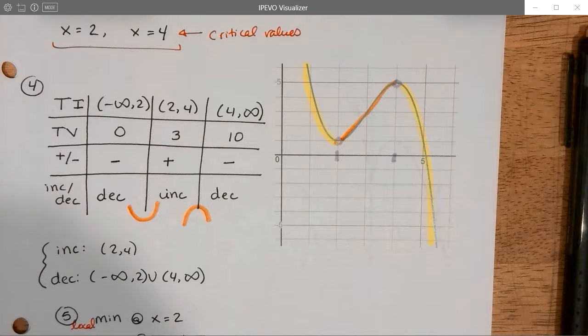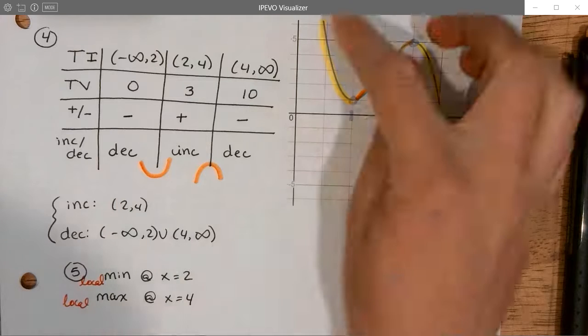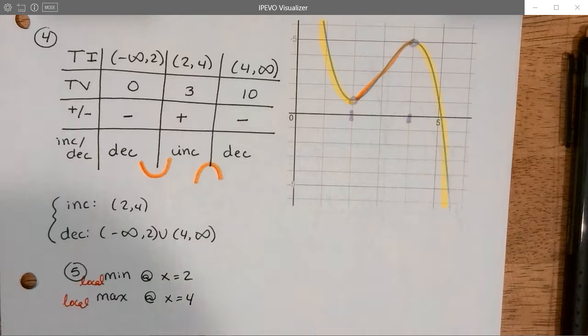But I actually could have drawn this graph just from this information without having to know what the y values were. I could have gotten a sketch that looked very similar to this.